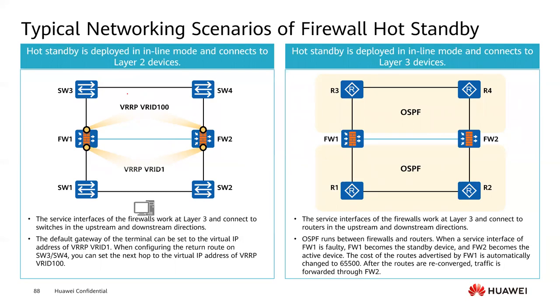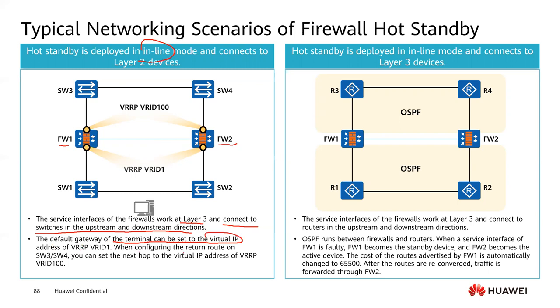The first one is deployed in the inline mode. It means the firewall functions as a layer 2 device. The service interfaces of the firewalls are at layer 3 and connected to switches in the upstream and downstream directions. Inline means inline mode. The default gateway of the terminal can be set to the VIP address of the VRRP group.